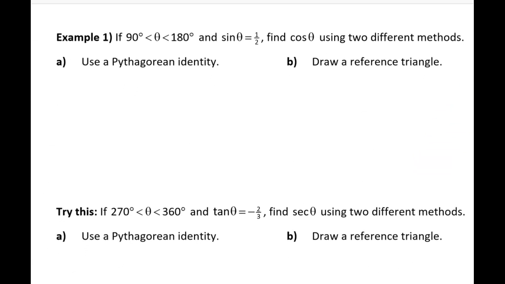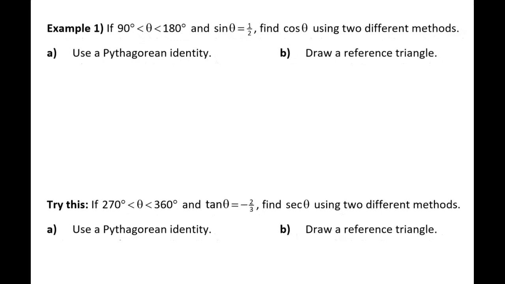Now let's see how this gets used. We have an angle that's between 90 and 180, and we have a sine value of 1/2, and we're asked to find the cosine of theta. So we can use a Pythagorean identity. There is one that relates sine and cosine. So sine squared of theta plus cosine squared of theta is equal to 1. And since we know that sine of theta is equal to 1/2, then sine squared of theta is 1/4.